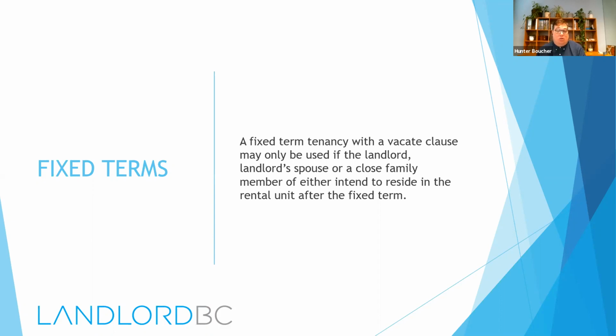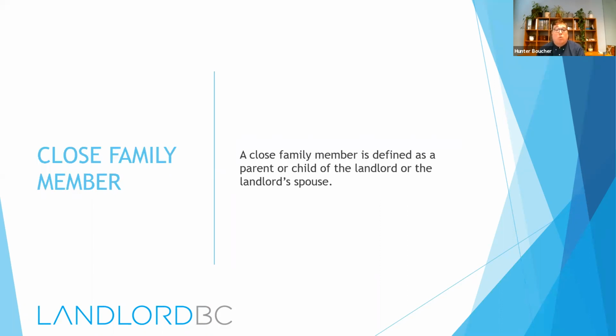And you can set a fixed term length for pretty much any length of tenancy you want. If you want it for 6 months, that's fine. A year is fine. If you want it for 3 years, that would also be perfectly fine. It's not very common to see that, but certainly it is allowed. It's also important to note that close family member is defined specifically as a parent or child of the landlord or the landlord's spouse.